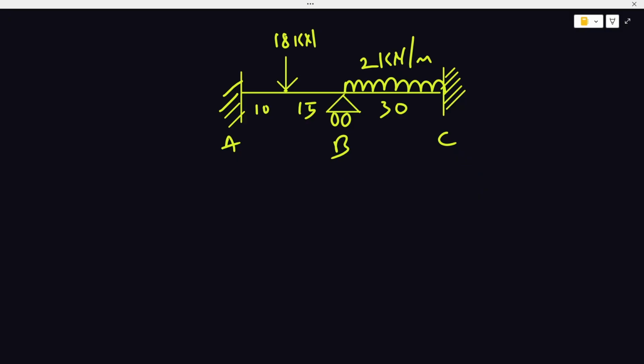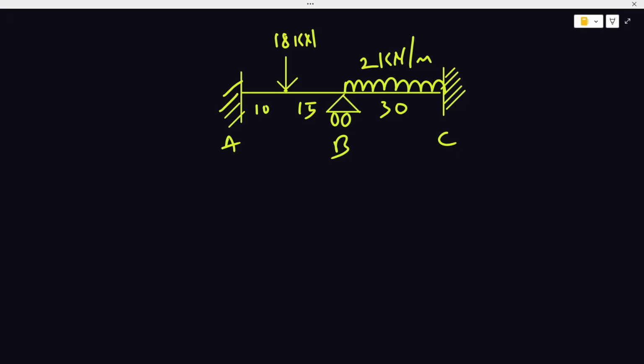Now the first step in using the slope deflection equation is to remember the expression: M equals 2EI over L, open bracket, 2 theta plus theta, depending on the near end and the far end, then minus 3 times the chord rotation, close the bracket, plus fixed end moment. So let us compute the fixed end moment first.